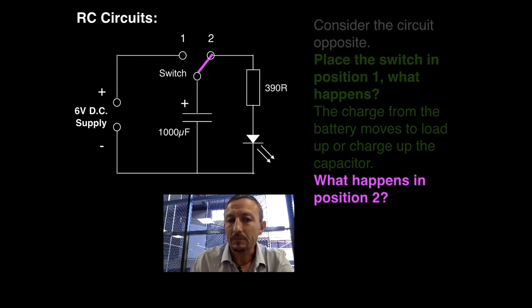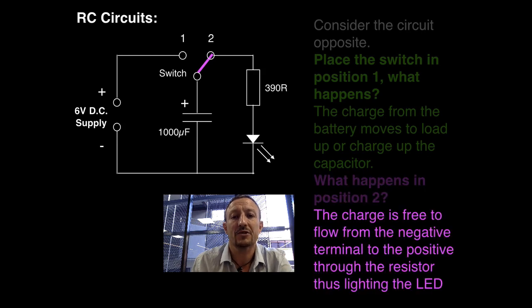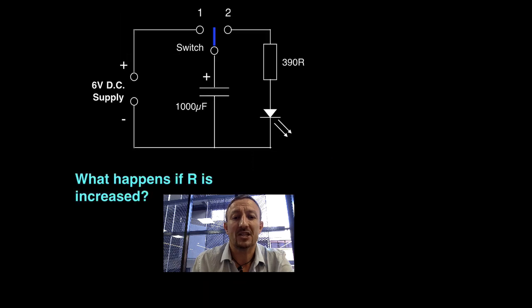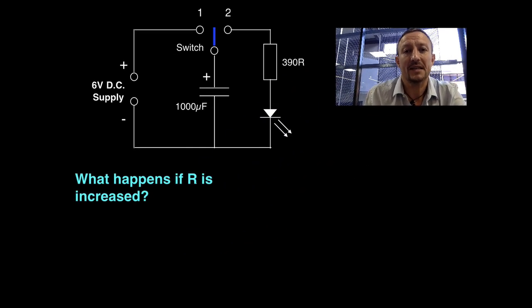Okay, so I hope you've worked out that the charge from the capacitor is basically going to flow through the bottom loop of the circuit. As it flows through the bottom loop, it will flow slowly through the resistor, and then it will flow into the LED, causing the LED to light up. Now what we've actually generated is an RC circuit there, where the resistor and the capacitor are working together.